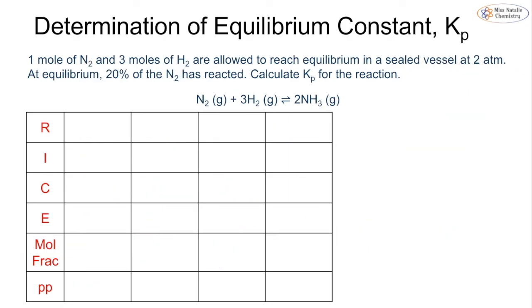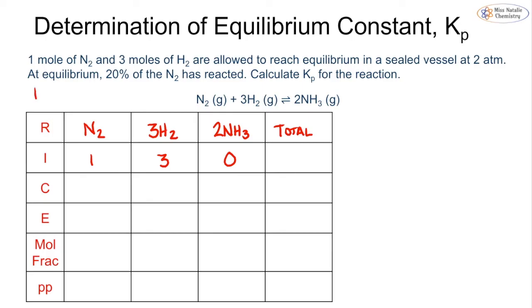If we look at a second example to give us a bit more detail. This time, again, we have the Haber process. We previously saw this as a Kc expression. Now we want to look at it as a Kp expression. So I'm going to have my N2, my 3H2, and my 2NH3, and we know this last one is going to be our totals that we need. I'm told that I have 1 mole of N2 and 3 moles of H2, and for my NH3, that has to be 0. At equilibrium, I'm told that 20% of the N2 has reacted.